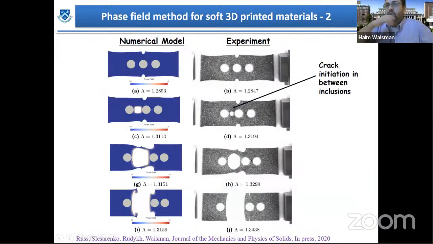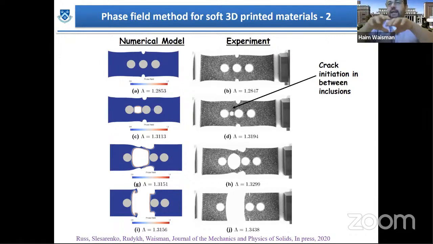The idea was to show the effect of the inclusions on the propagation of fracture, so model it with validation to experiments. This is just one case that I've shown, with the experiment and the numerical model, where the fracture initiates in between inclusions. Because the inclusions are very close to each other, the fracture would initiate there and then propagate outwards. But if the inclusions are further away from each other, then the fracture could initiate at the notch, as I mentioned.